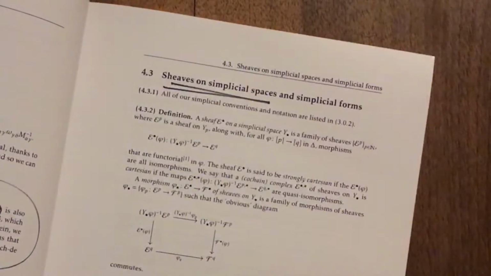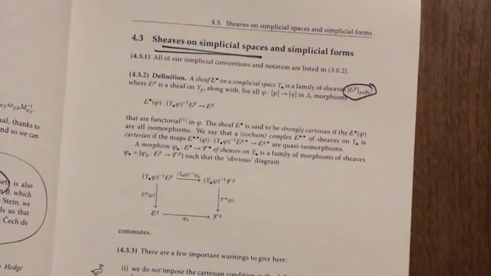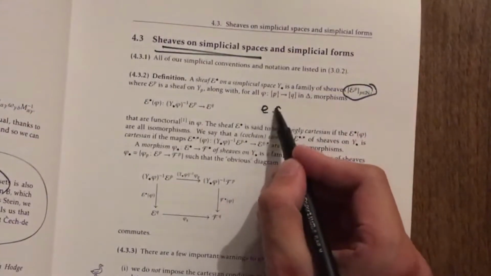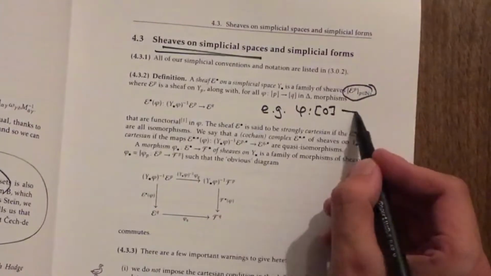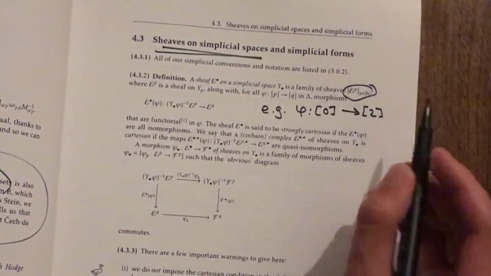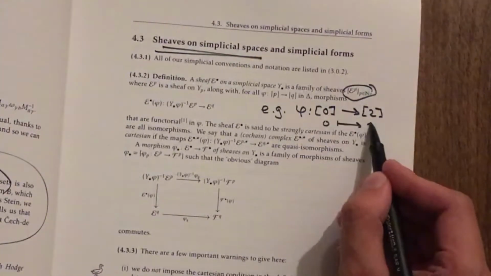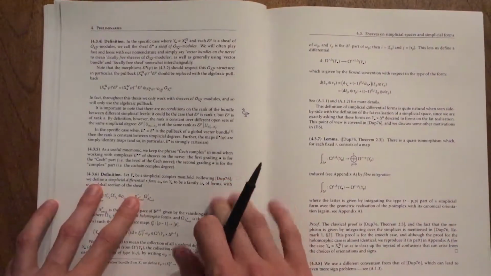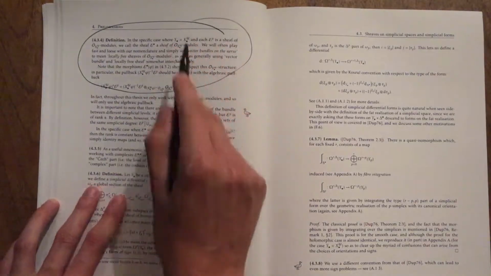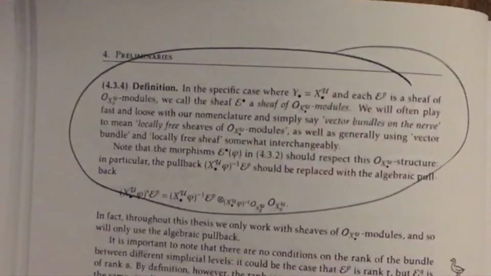A sheaf on the nerve is a collection of sheaves, indexed by the natural numbers, with each E_p being a sheaf on the pth level of the Čech nerve, such that, for any morphism in the abstract simplex category, we get covariantly a functorial morphism of sheaves. Here, functorial means that it respects composition, and when we say sheaves, we can just mean topological sheaves, or, what we're more interested in, sheaves of OX modules. But then, really, each E_p will actually be a sheaf of OX_p modules.